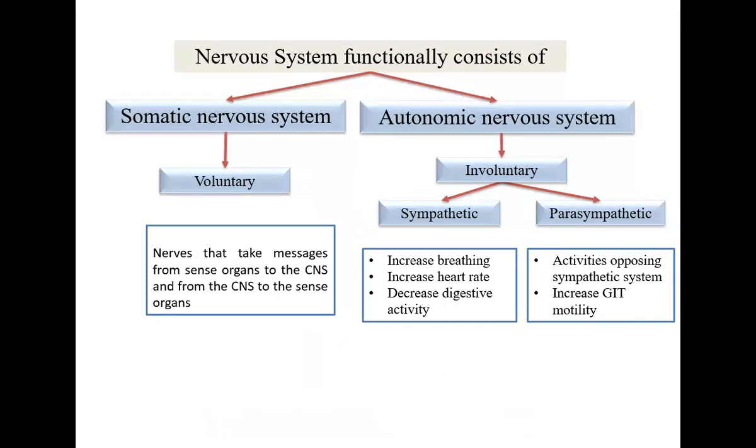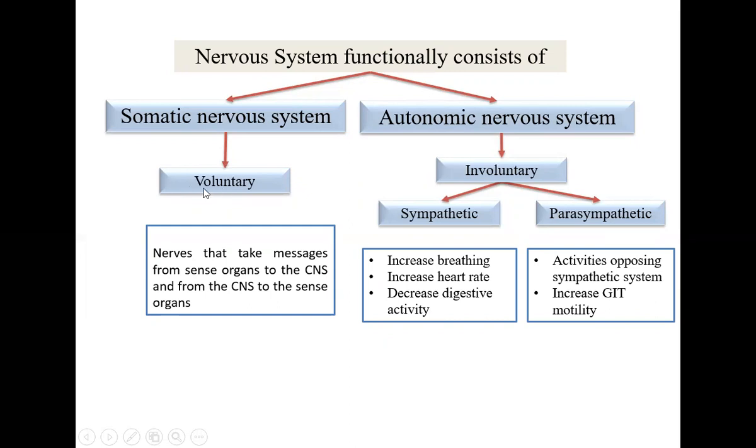All the nerves which you saw, the cranial nerves and the spinal nerves, all the spinal nerves as well as most of the cranial nerves are somatic nerves, because they are supplying the different parts of the body. These are the nerves that take messages from the sense organs to the CNS, and from the CNS to the sense organs, going to the receptors present in the different parts of the body.